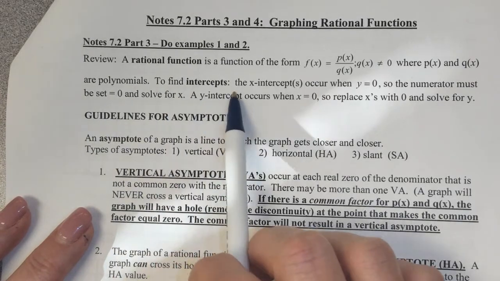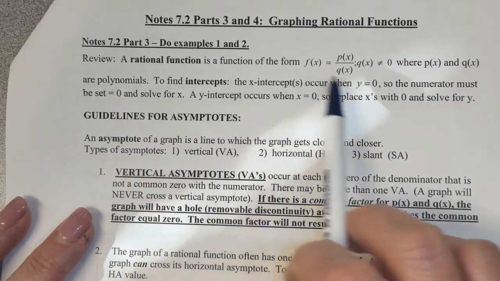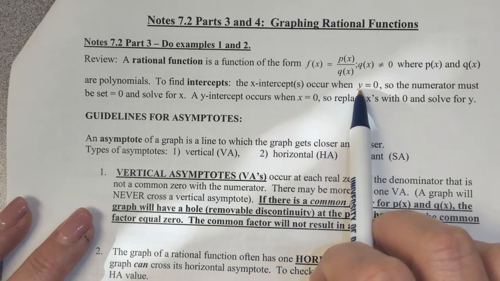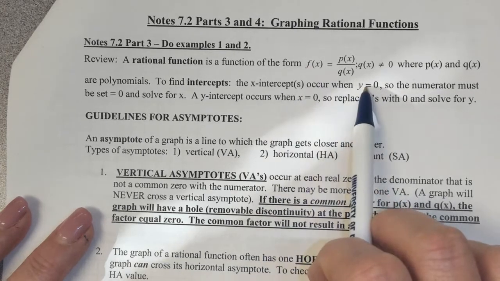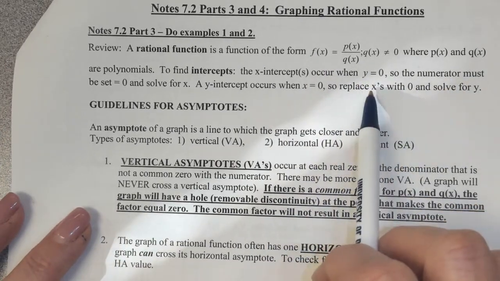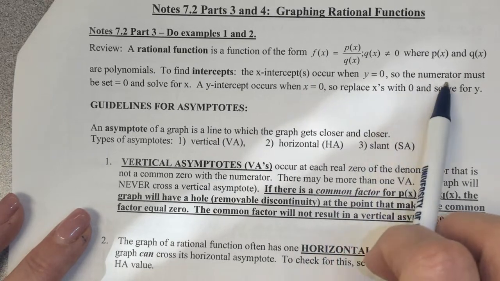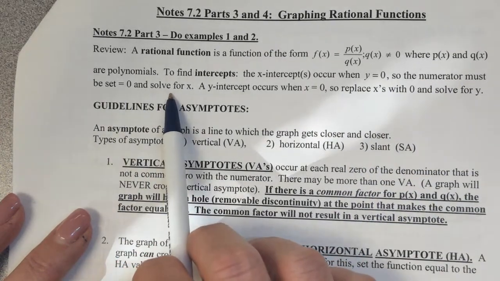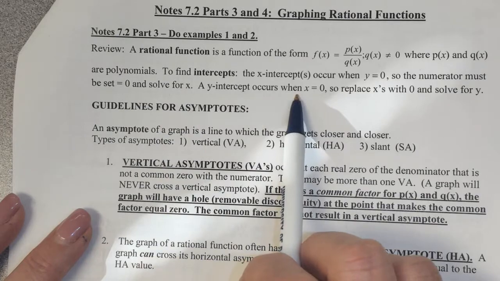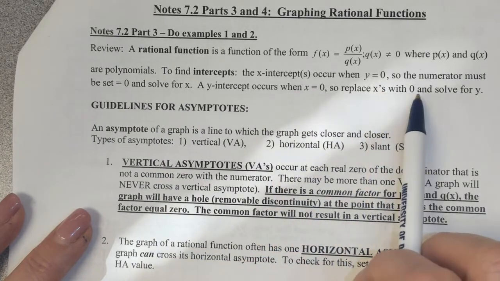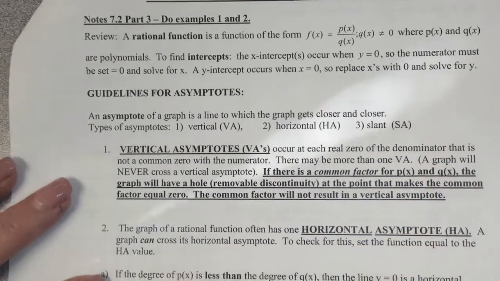So to find intercepts, you should know the x-intercept, all we do is we replace the y, or the f of x, with 0. And then another way of thinking of that is just set that numerator equal to 0 and solve for x. To find the y-intercepts, we're going to replace the x's with 0 and solve for y.